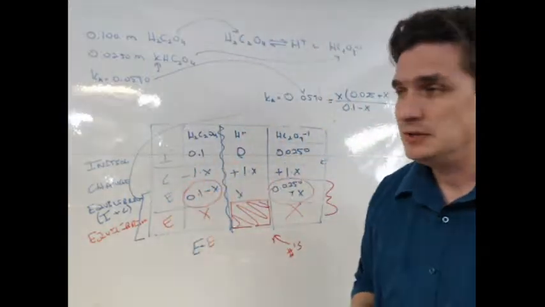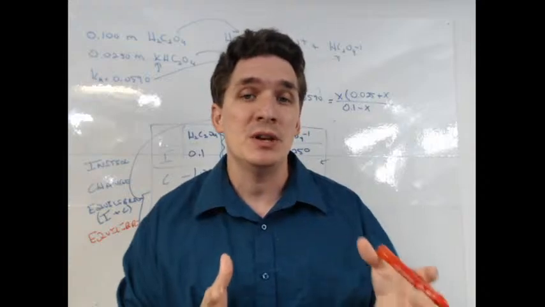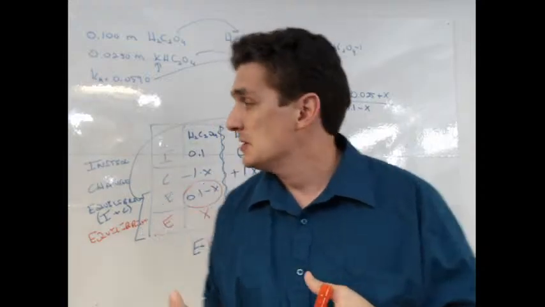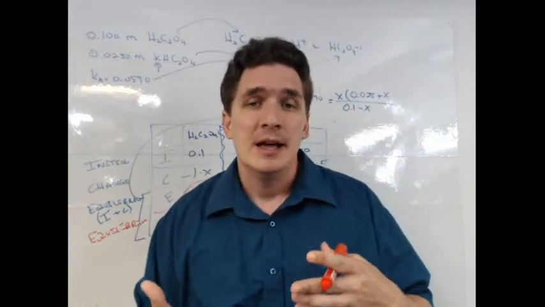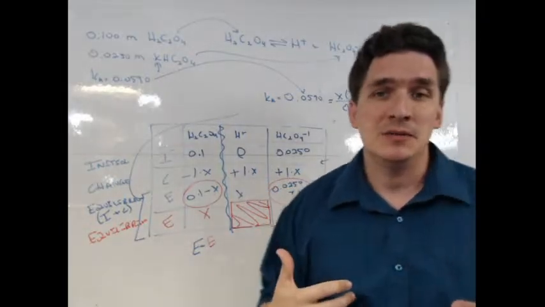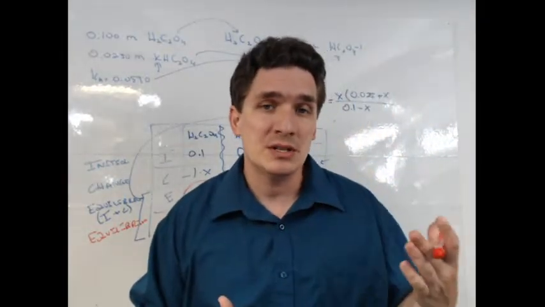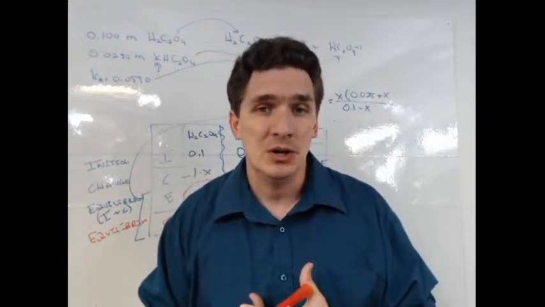We need a solution where, when we use the extent of reaction, we don't end up with a negative concentration. So what we're going to do is look at our two roots. We're going to get a positive root and a negative root, and we're going to plug in the root values down here to see if we end up with a negative concentration. One root will give us a negative concentration, one root will give us a positive concentration. That's the one we go with.